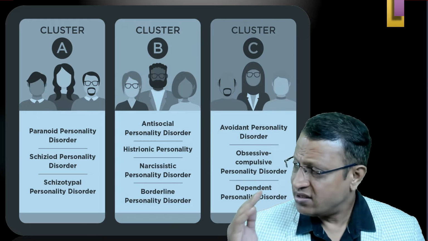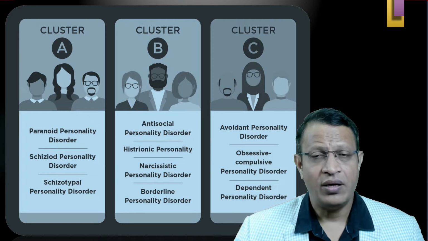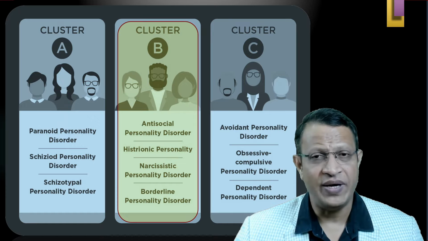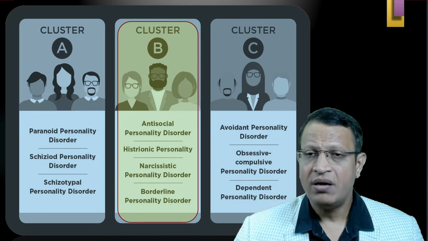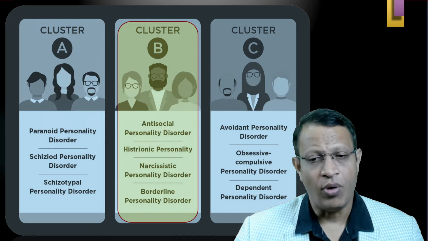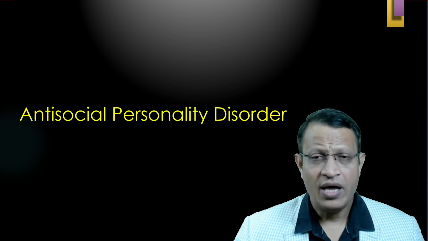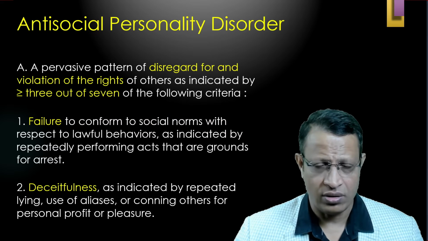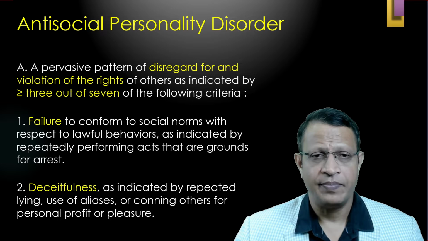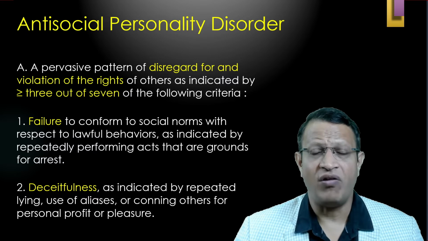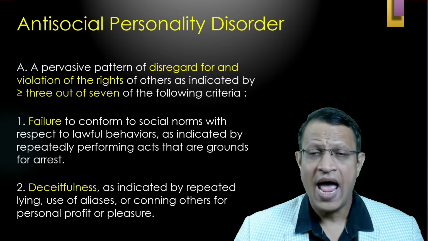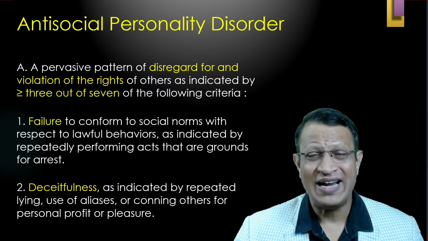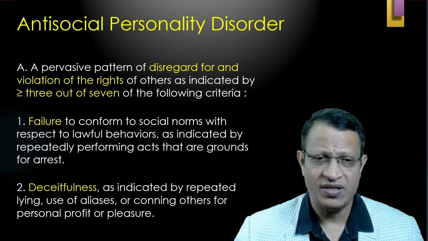If you look at cluster A, B, C, today I am discussing cluster B personality disorder, that is ASPD, histrionic PD, narcissistic PD, and borderline personality disorder. Let's look into the first important one, antisocial personality disorder. In ASPD, there is a pervasive pattern of disregard for and violation of the rights of others, and they will have at least three symptoms out of the seven.